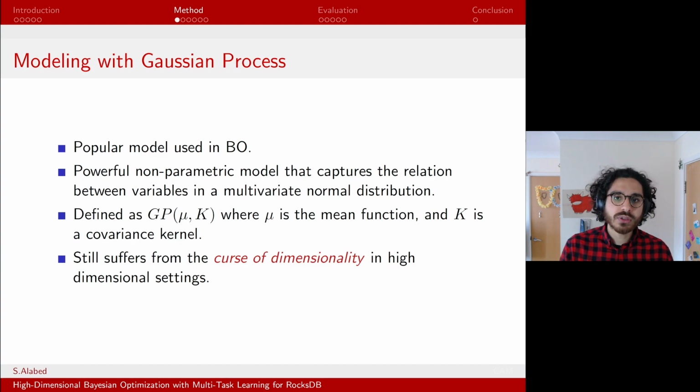First of all, in Bayesian optimization, the most popular modeling method is the Gaussian process. A Gaussian process is a non-parametric machine learning model that works by defining a mean function and the covariance of a kernel. The kernel is the one we are interested in, which basically learns the correlation between parameters and the observations. The Gaussian process has proven to be very sample efficient and able to converge very fast, but it still suffers in high-dimensional settings from the curse of dimensionality, simply because you have a high number of parameters and very, very few samples.